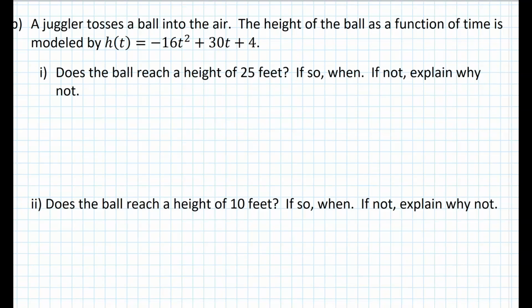Okay, let's look at the next one. A juggler tosses a ball into the air. The height of the ball as a function of time is modeled by h of t equals negative 16t squared plus 30t plus 4. Does the ball reach a height of 25 feet? If so, when? If not, explain why not.